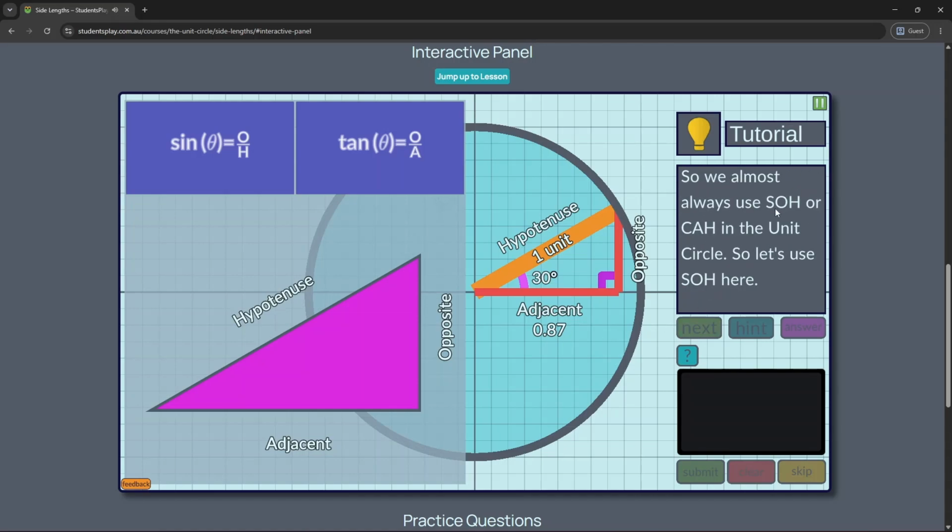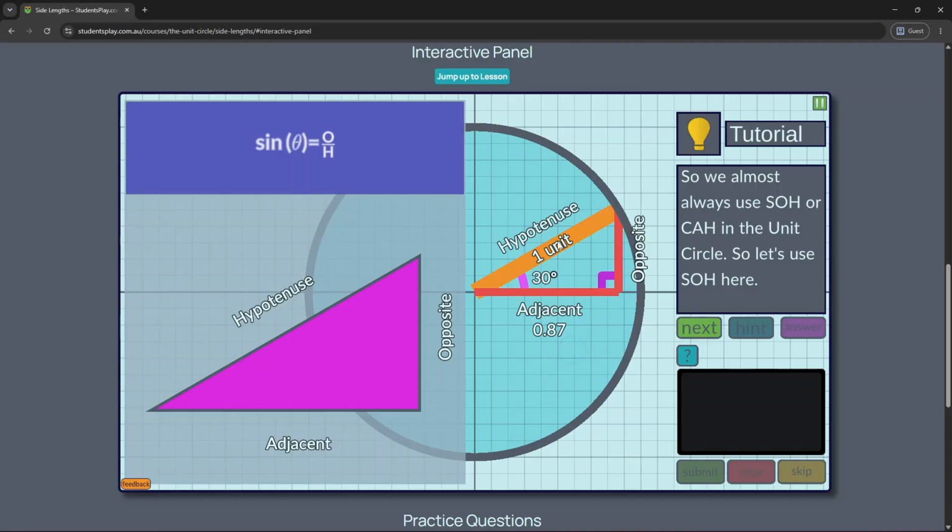So we almost always use sine or cosine in the unit circle. Let's just use sine here. If we're getting these side lengths here, the adjacent and the opposite, we're going to use just sine or cosine. We're not going to try and use TOA on them. We'll talk about tan and TOA in the next few lessons. But for these side lengths here, we could technically use tan, but we're not going to.